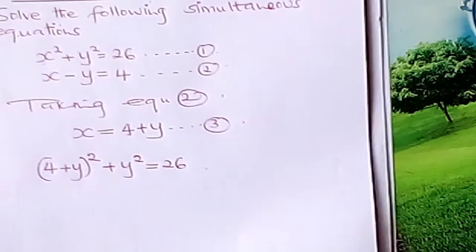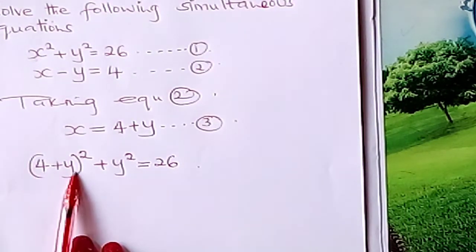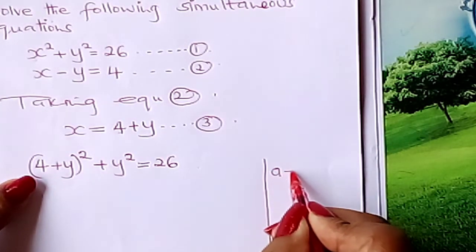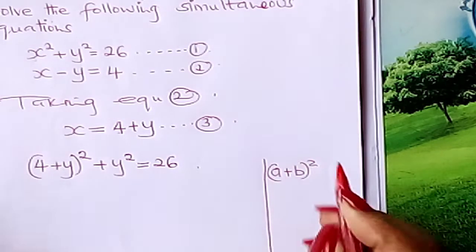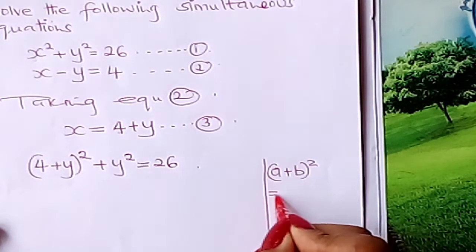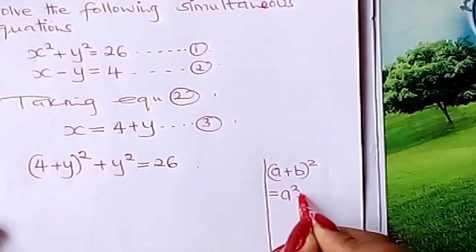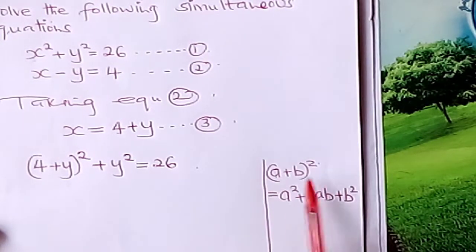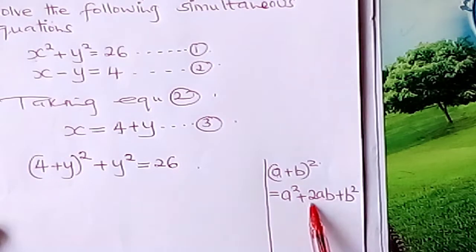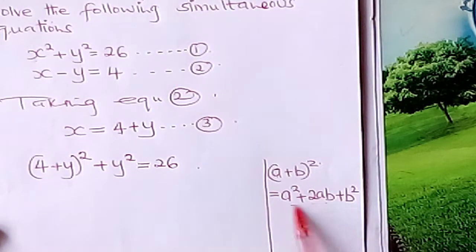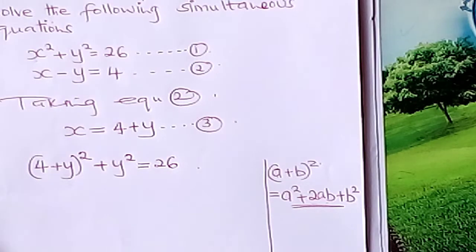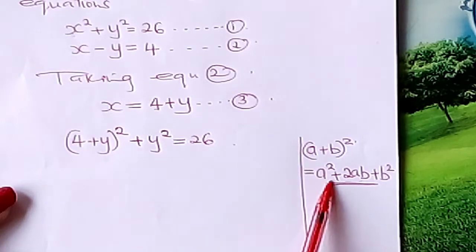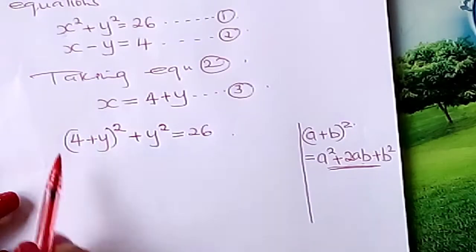You can either remove the brackets completely or you can use this method here. This is in the form of this quadratic identity. When you expand this, we normally know that it gives us a squared plus 2ab plus b squared. A squared, the middle term is 2 times a times b, and then b squared. This is normally what it gives us. So we can use this, although I've said you can remove the brackets if you're not sure of this. So let me use this.